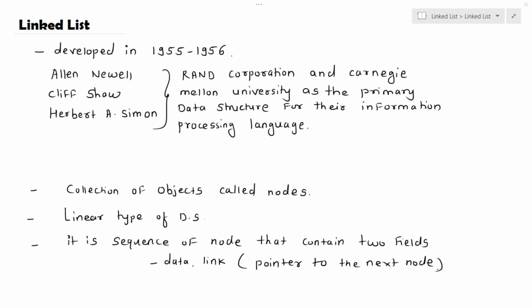So what is meant by node? It is a collection of objects, and linked list is a linear type of data structure. So it stores the data in memory in a sequential manner and together it forms a sequence. Again, a linked list is a sequence of nodes that contains two fields. The first one is data and the second one is a link. Link means it is a pointer variable that points to the next node, the address of the next node.